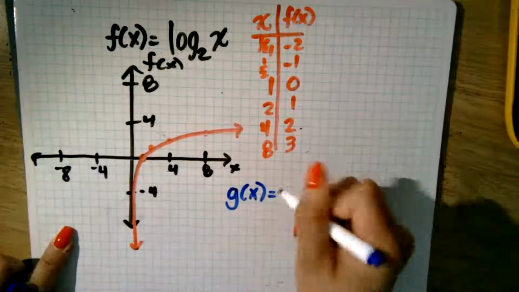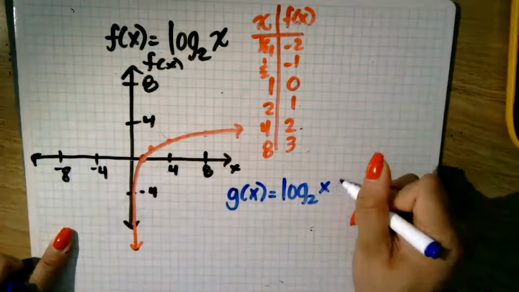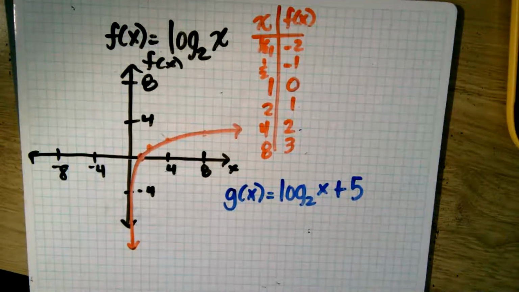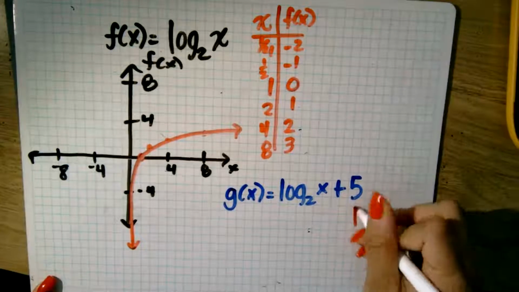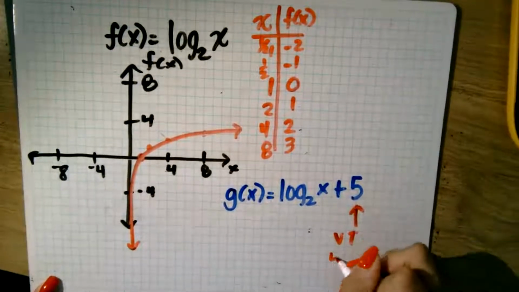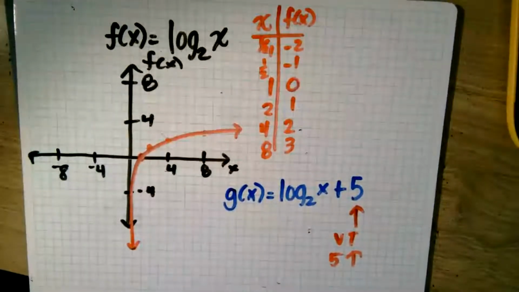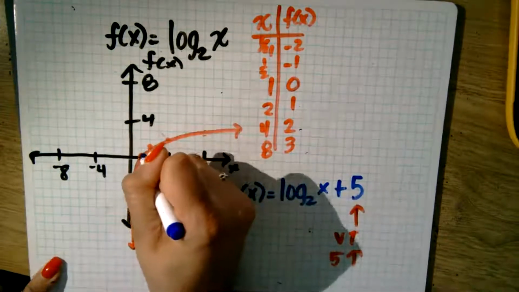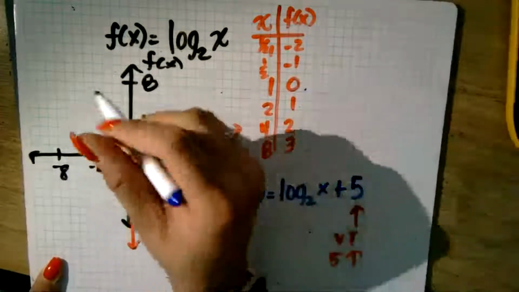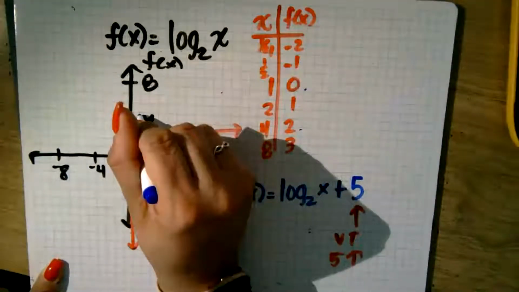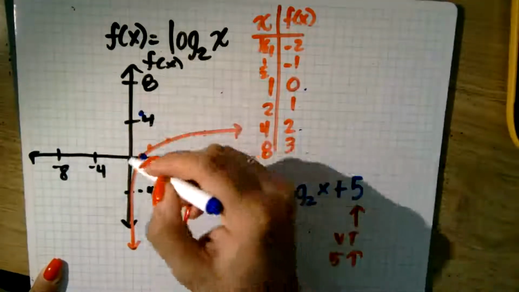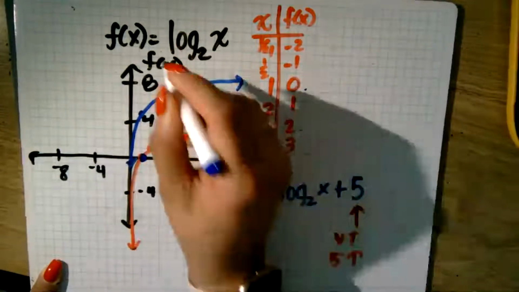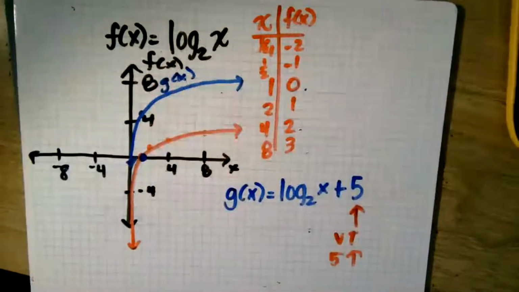So if I want to do g of x is equal to log base 2 of x plus 5, don't you know it? All I'm doing is a vertical translation 5 units up. So if I want to graph g of x, all I have to do is take my anchor point, which is now (1, 0), and move it up 5. Right there, and now my function is going to go like this.